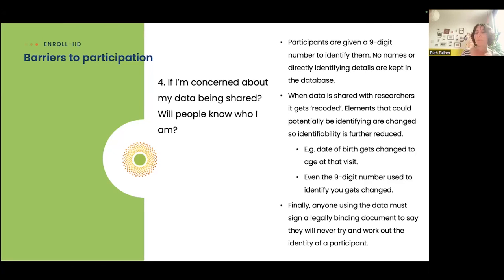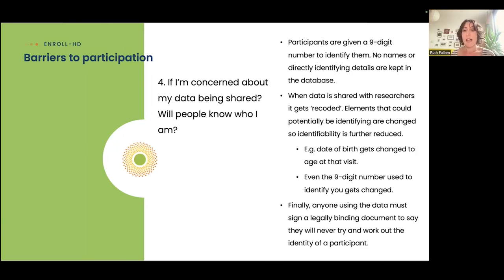Okay, and finally, what about if you're concerned about how your data will be shared and if people will work out who you are? Well, participants are given a 9-digit number when they agree to participate in the study. It's called a HDID, and we use that as our primary identifier for all participants. So no names or any directly identifying information is ever entered into the database. All your information is connected to a 9-digit number.